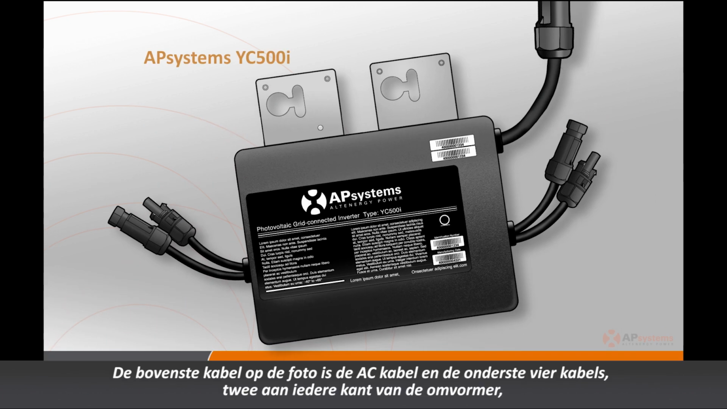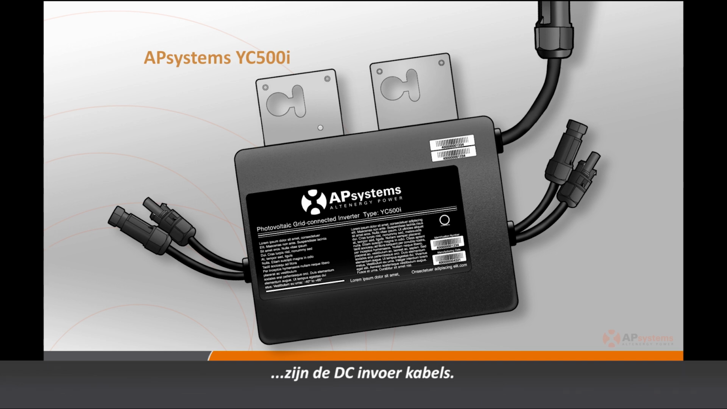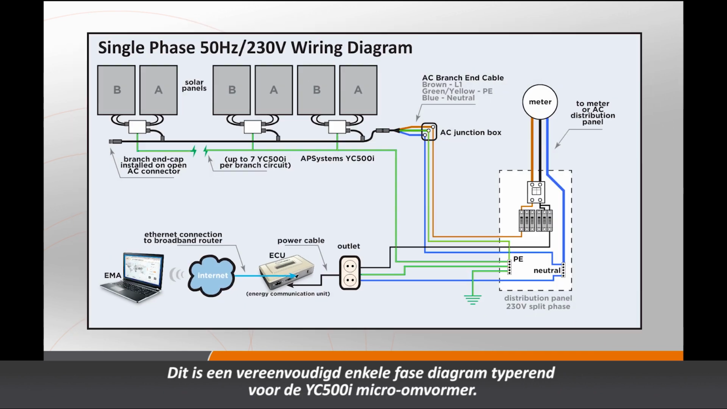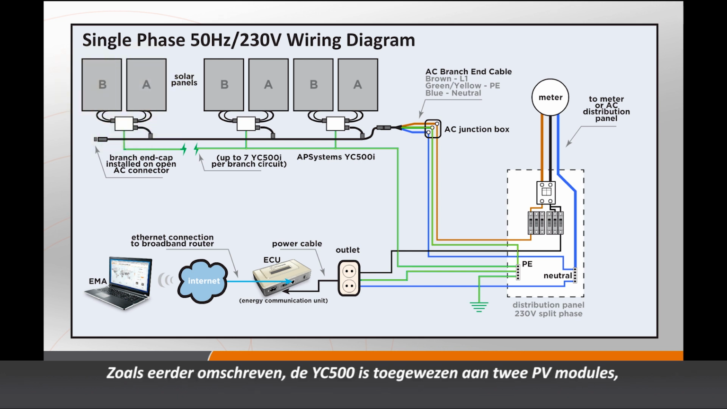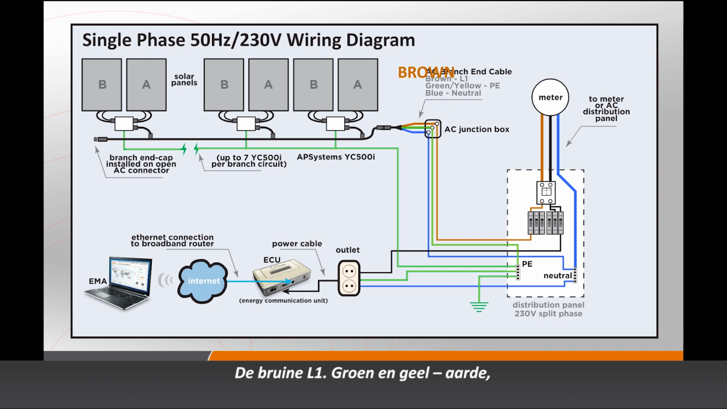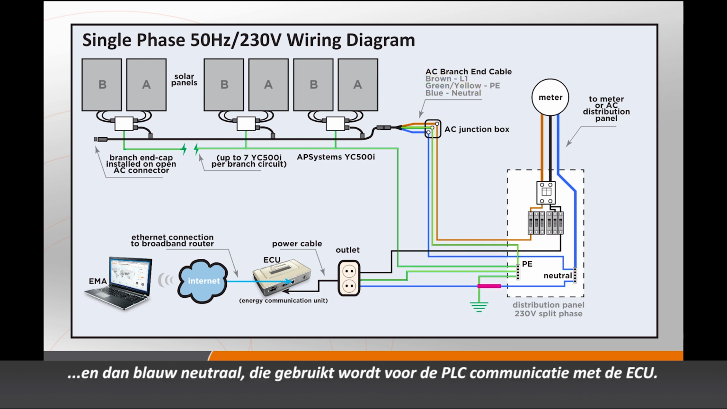The top cable in the photo is the AC cable, and the bottom four, two on each side of the inverter, are the DC input cables. This is a simplified, typical residential single-phase system diagram for the YC500i microinverter. As described previously, the YC500 is assigned to two PV modules, typically described as Side A and Side B. When hooking up the AC cabling, there are three conductors: brown, L1, green and yellow, ground, and then blue, neutral, which is used for the PLC communication with the ECU.